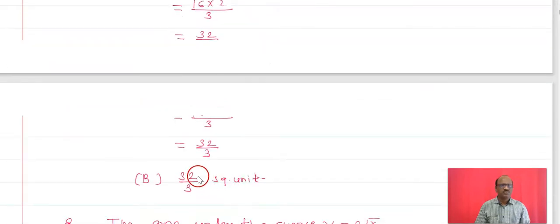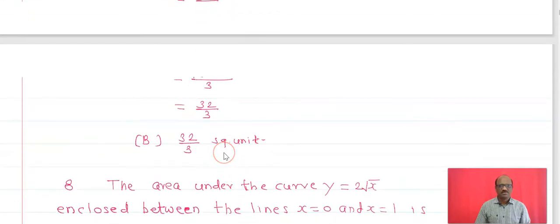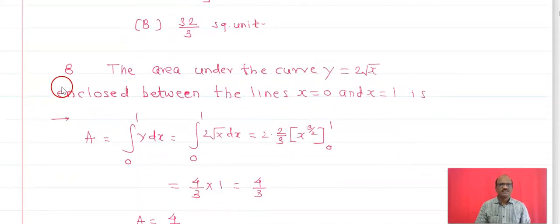That is 32 upon 3 square units, and option B is the correct one. Now the next problem, number 8: the area under the curve y equals 2 root x, enclosed between the lines x equals 0 and x equals 1. The required area, capital A, is equal to the integral from 0 to 1 of y dx, that is, integral 0 to 1 of 2 root x dx.